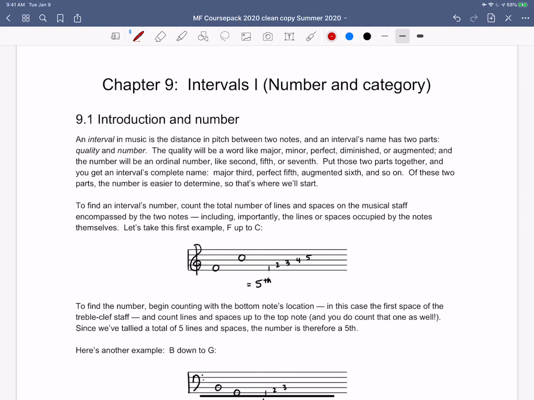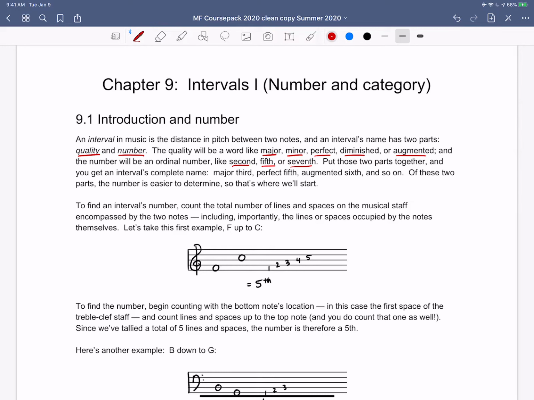Section 9.1, we're going to introduce intervals and talk about their number. So an interval in music, as you can read, is the distance in pitch between two notes, and an interval's name has two parts, the quality and the number. Now, the quality is going to be a word like major or minor, perfect, diminished, or augmented. And the number is going to be an ordinal number, so something like second or fifth or seventh.